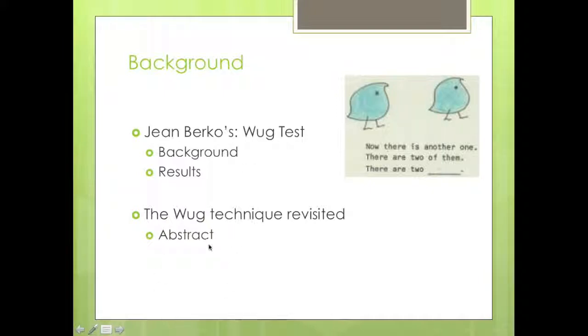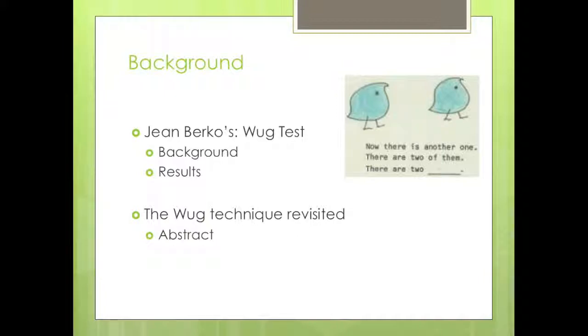The second research article I looked at was called The WUG Technique Revisited. I just looked at their abstract. Their whole article is not online, but it is at the U of A bookstore. This was by Yonata Levy, and it's in Cognitive Development Volume 2. She conducted 2 experiments testing 31 7-year-olds and 23 2-year-olds that were Hebrew native speakers, for their knowledge of pluralization of real and nonce nouns.